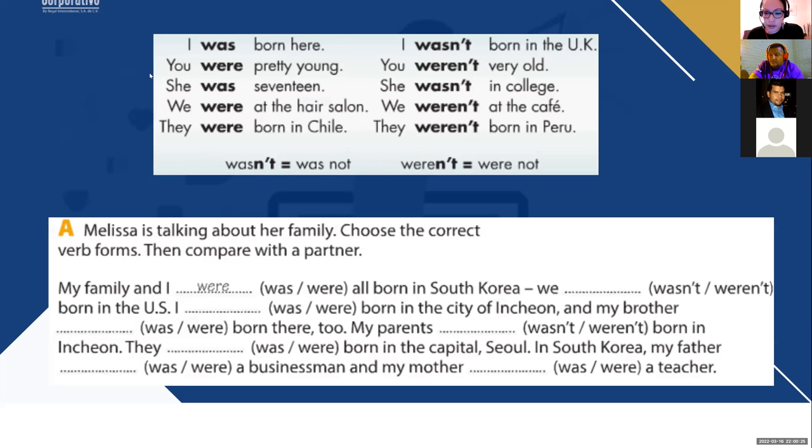Okay, I'm going to stop where I find a period and then someone else is going to continue. Let's see, my family and I were all born in South Korea. We weren't born in the US. Oscar? Yes, I was born in the US. I was born in the city of Incheon.